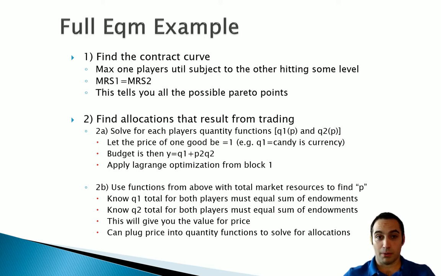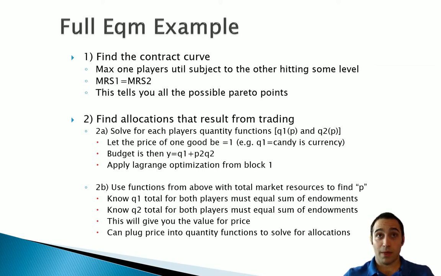To do that, apply the skills we learned last time, namely maximize one person's util subject to the other person's util hitting a certain requisite level of happiness. And if you simplify that, you'll find that this just means setting MRS1 equal to MRS2. Then find the actual allocations that will result from trade. To do this, you're going to need to solve each person's quantity functions. That is, find out how much Jane and Denise desire of good 1 and good 2 as functions of price. You're going to let the price of one good be 1, i.e. let that good be currency, and let the other good be valued at just price.